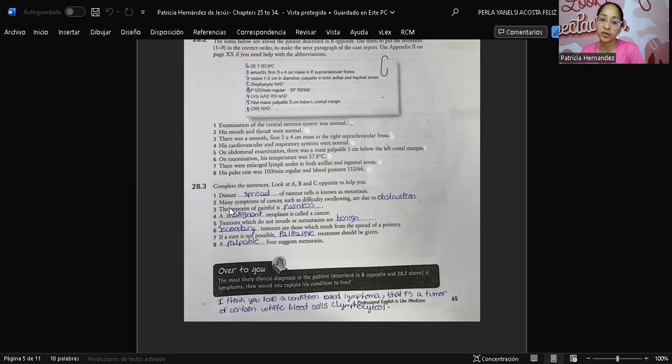Distant spread of tumor cells is known as metastasis. Many symptoms of cancer, such as difficulty swallowing, are due to obstruction. The opposite of painful is painless. A malignant neoplasm is called a cancer. Tumors which do not invade or metastasize are benign. Secondary tumors are those which result from the spread of a primary. If a cure is not possible, palliative treatment should be given, and a palpable liver suggests metastasis.